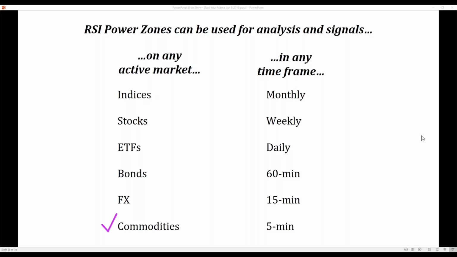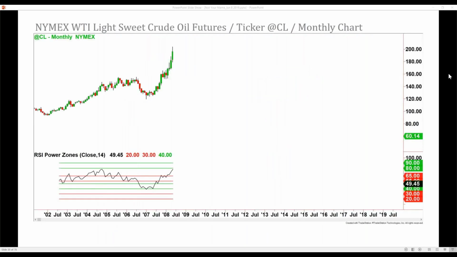So in order to get a good sample for you here, let's start with commodities, one that you know very well, on a monthly chart. So we're talking about oil, light sweet crude to be specific. Ticker symbol @CL on TradeStation. And we're going back a long time, right? Like 15 years here, more. And looking at oil on a monthly chart, if you had been looking at it on the RSI power zones, what would you have seen?